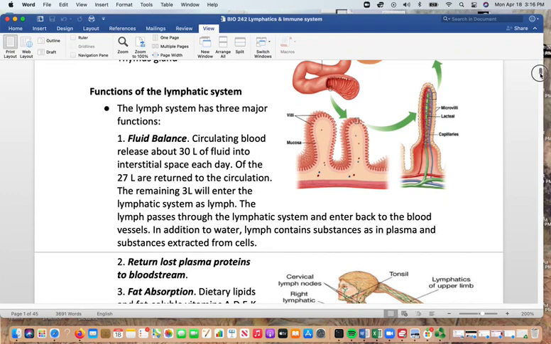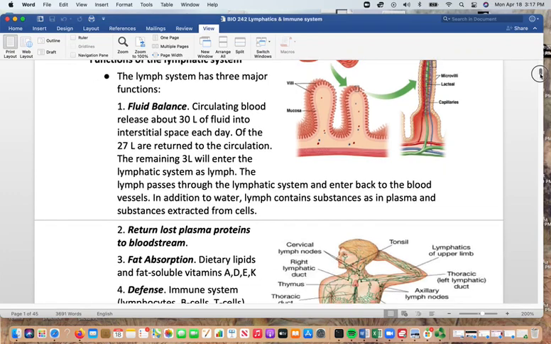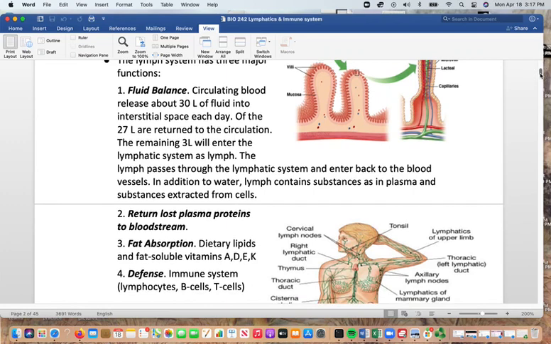So when we look at the functions, you're going to have fluid balance, which is also going to involve returning the lost plasma back to the bloodstream, fat absorption, and defense. So your circulating blood will release about 30 liters of fluid a day into the interstitial space. You can't just leave it there or you would swell up. So of that, 27 liters are returned back to the circulation. There's about 3 that stay in the interstitial space. And it's constantly shifting through. It's not the same 3 liters all day long.